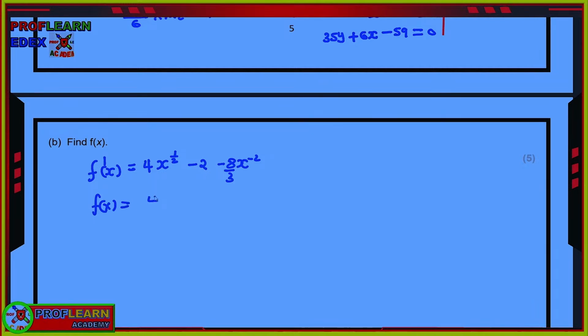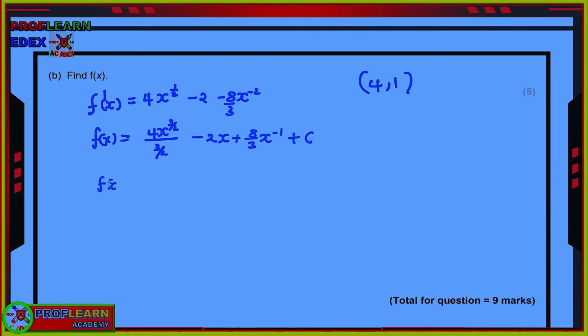Then this will be 4x raised to power a half plus 1. Then that becomes 3/2. Then we divide by 3/2. Remember how you integrate. You have to divide by the new power. And this becomes -2x. And then this is -8x raised to power -1. Divide by -1. Now that answer becomes positive. So we have our function reducing to 8/3 x raised to power 3/2 minus 2x, then plus 8/3x plus c. But we need to find the value of c, what c is.